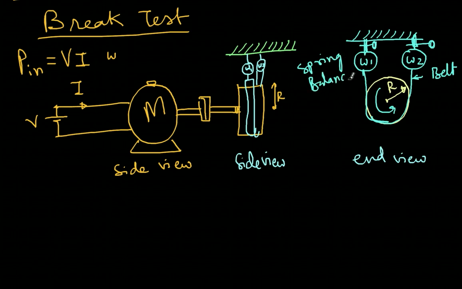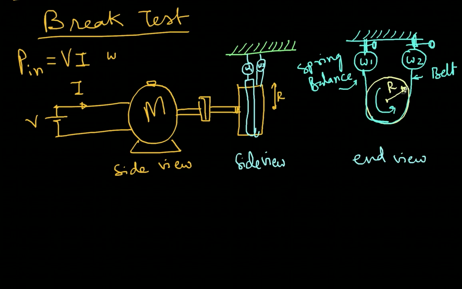So spring balance is basically, if I attach a weight here, 10 kgs weight, here there will be a pointer which shows that the weight is 10 kgs. So this is something like that. So this spring balance will read a higher weight, and this spring balance will read a lesser weight when this motor is rotating in the anti-clockwise direction.